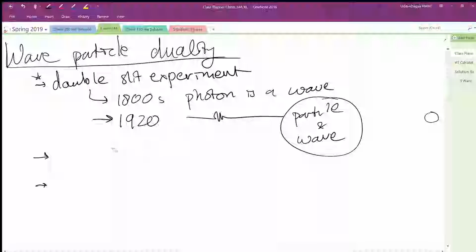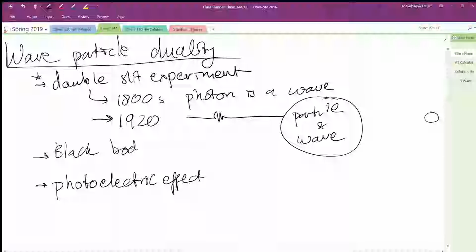Oh, actually, let me backtrack. Let's put the photoelectric effect on the bottom and the black body radiation on the second one, just because it's a little bit more in terms of where the experiment began and so on. It's a little bit more chronologically correct.